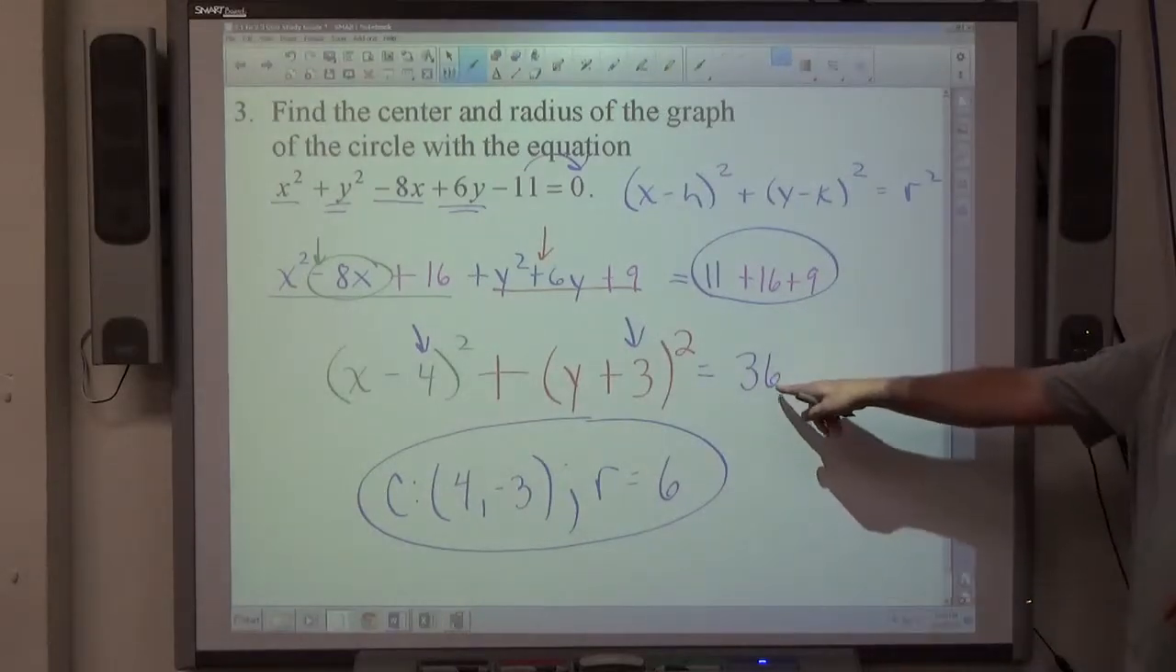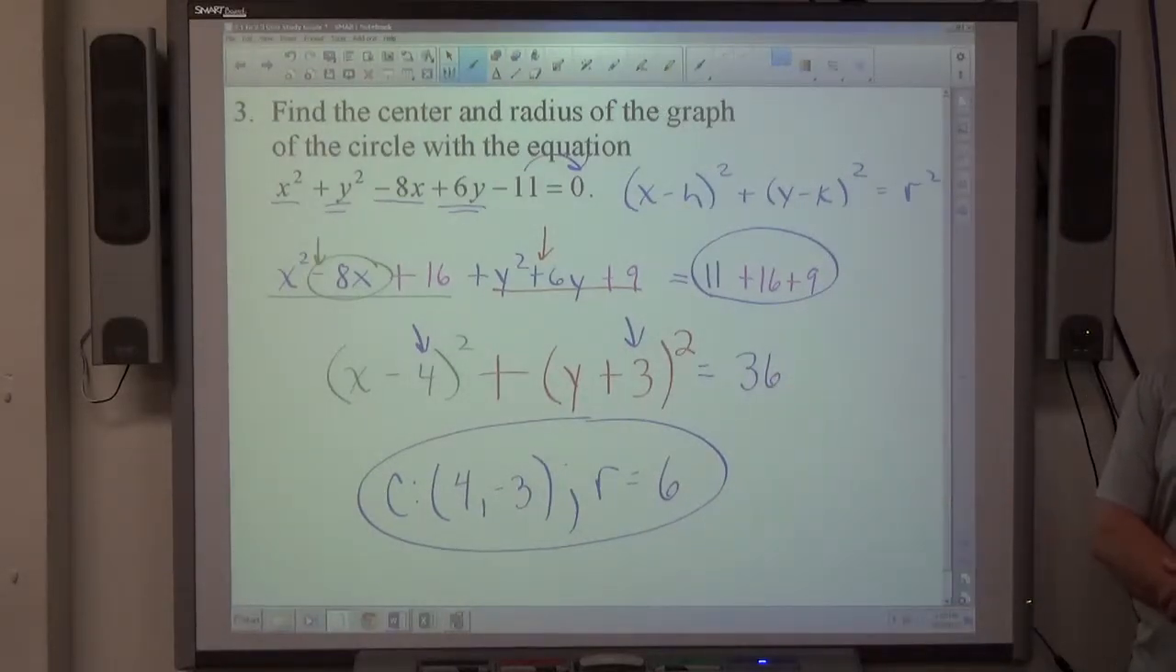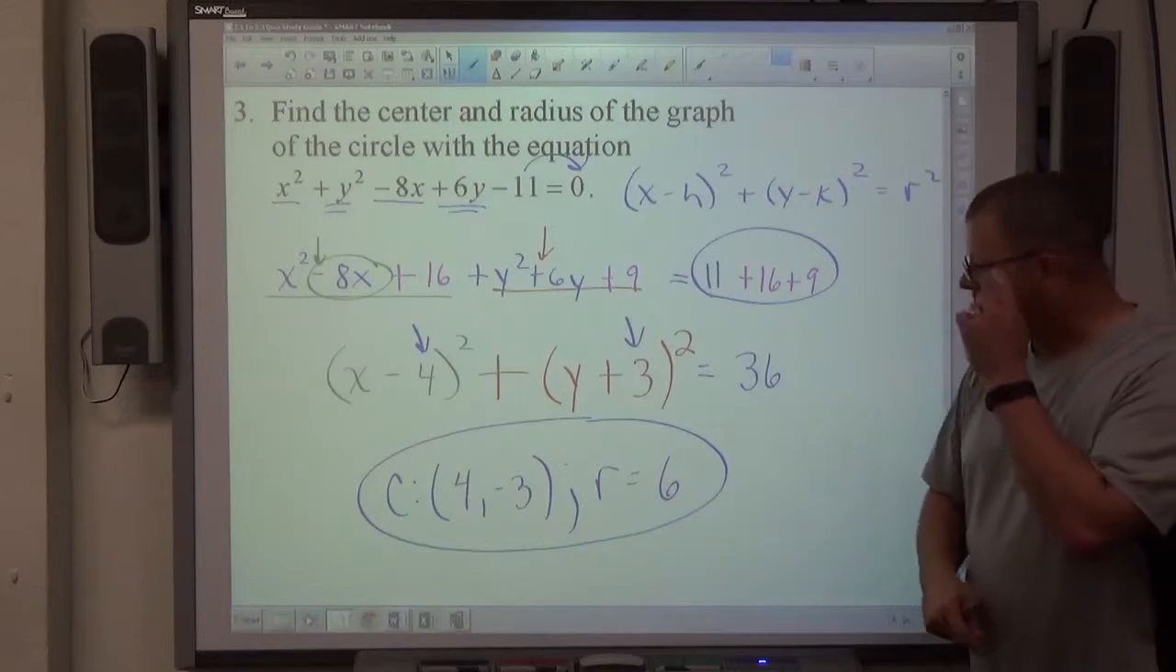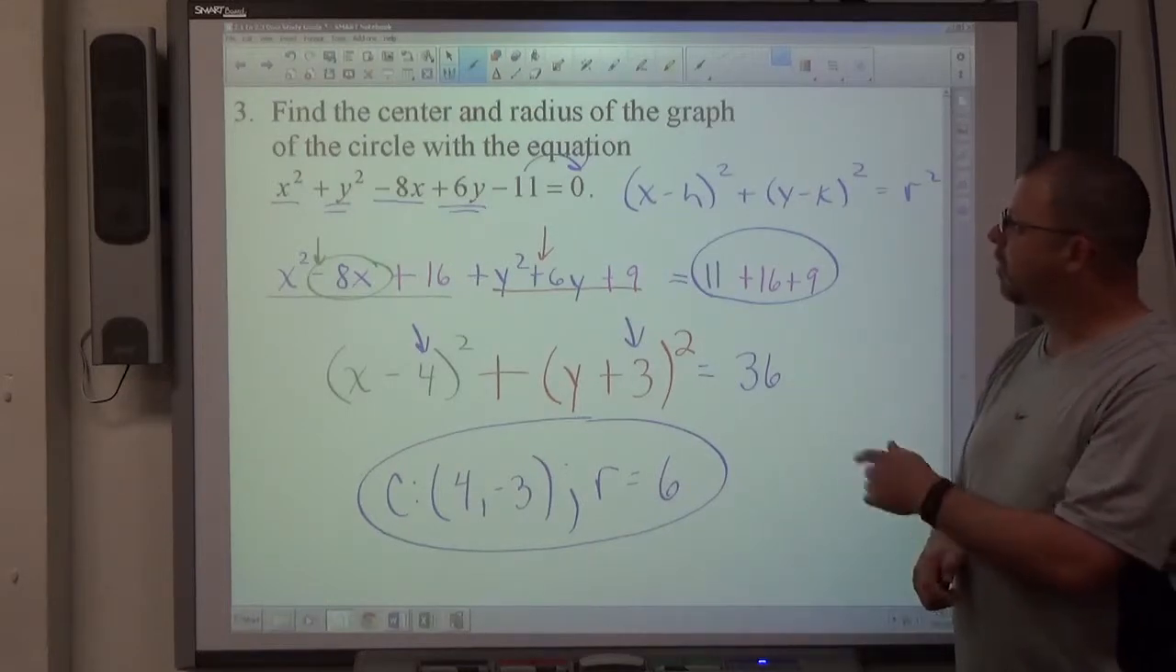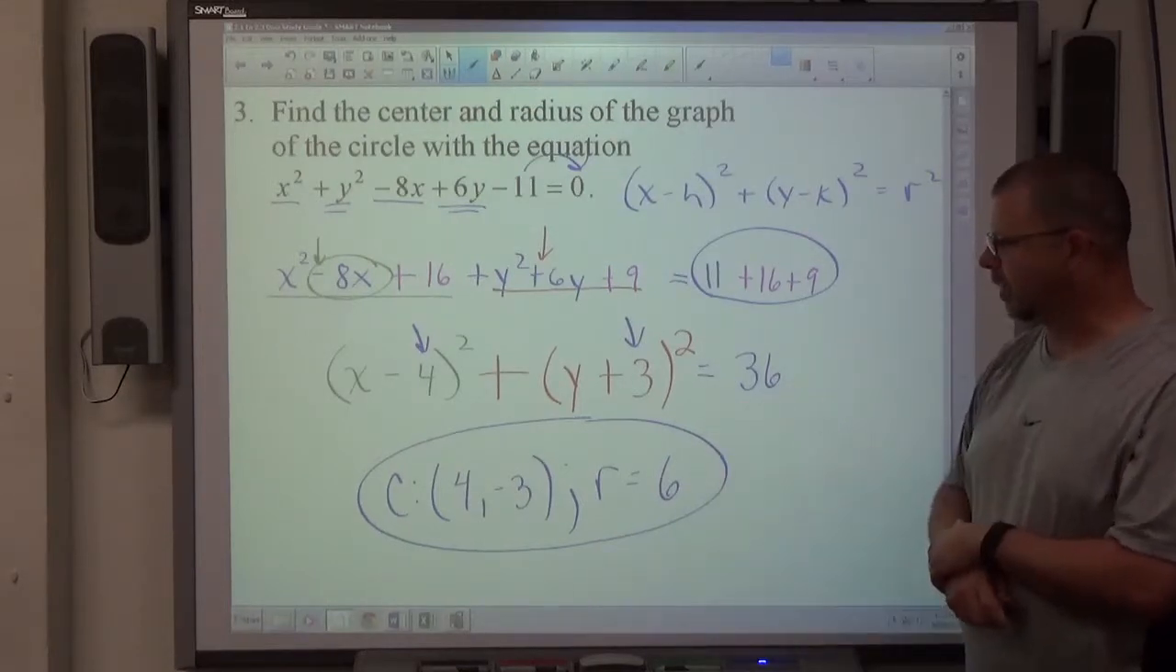If that came out to 7, right, r equals the square root of 7. Leave it in square root form, that'll be fine. But that's it. So find center and radius of the graph of the circle. There you go, center and radius.